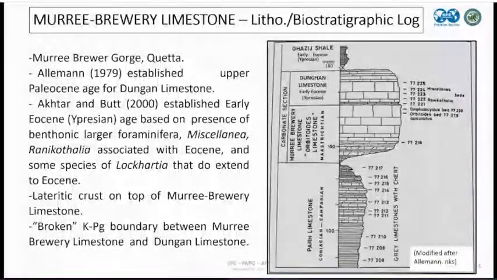However, Akhtar and Butt 2000 proved Dungan to be of Appreciation age here, whereas in other places it is of Phoenician age. However, irrespective of the age of the Dungan formation, it retains a broken KPG boundary as the Danian is missing.